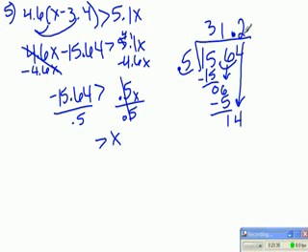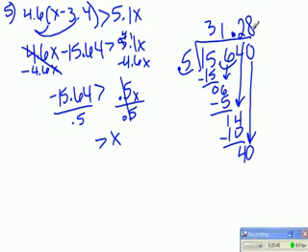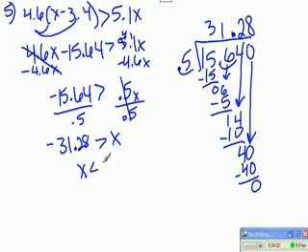5 into 14 goes twice. 2 times 5 is 10. Subtract and get 4. I'm going to add a 0 and bring it down since there's already a decimal. 5 into 40 goes 8 times. 5 times 8 is 40. Subtract and get 0 and we're done. We got 31.28. This was a negative divided by a positive, so you do get a negative, and it should be negative 31.28. And we need to rewrite it so my variable's on the left, so x is less than negative 31.28.